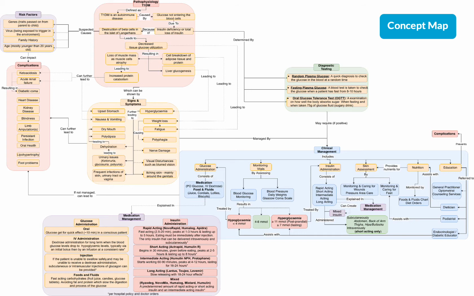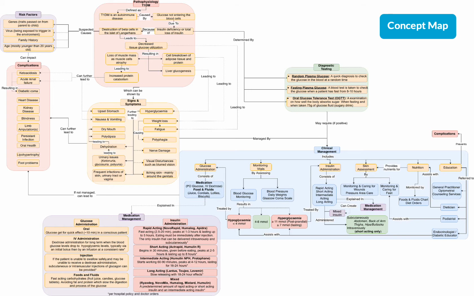It's from a virus, so being exposed to a trigger in the environment, which causes these antibodies to then turn on the beta cells. It's caused by family history, or it's caused by age. So most people younger than 20 years old will have type 1 diabetes because it's due to an autoimmune disease. So back over to the red pathophysiology box.